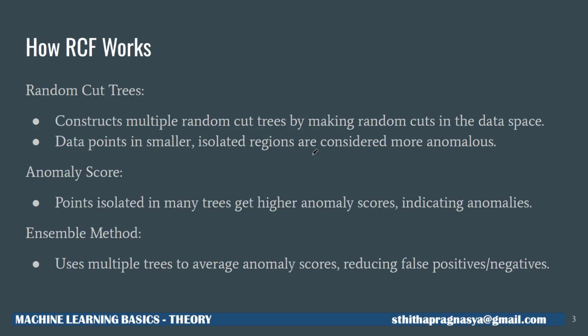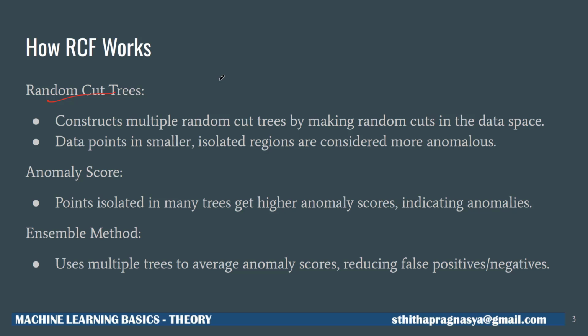How RCF works? RCF constructs multiple random cut trees. Each tree is built by recursively cutting the data space into smaller regions using random splits, also called cuts. The cuts are made random both in terms of dimension chosen and the position of the cut within that dimension.